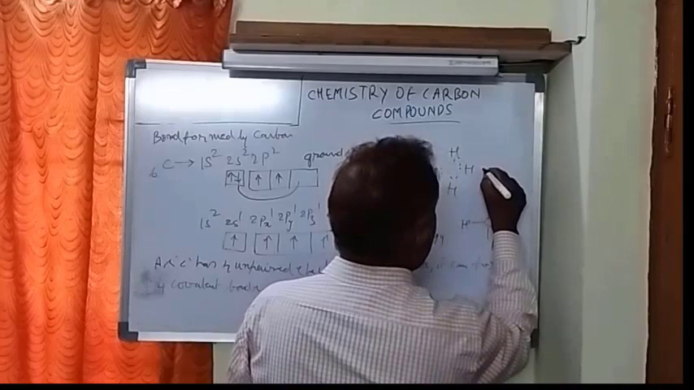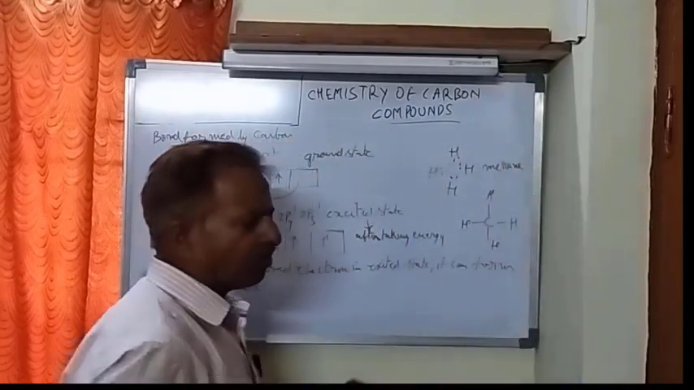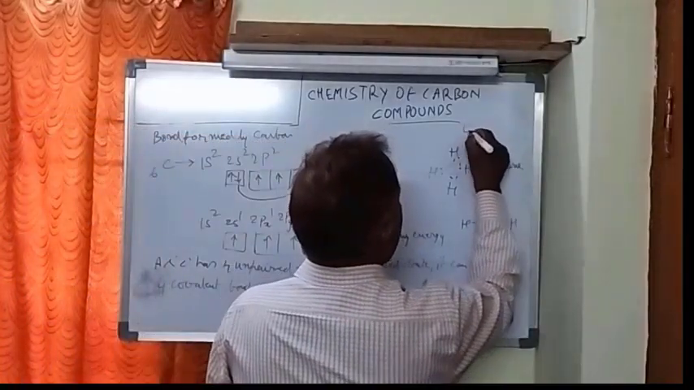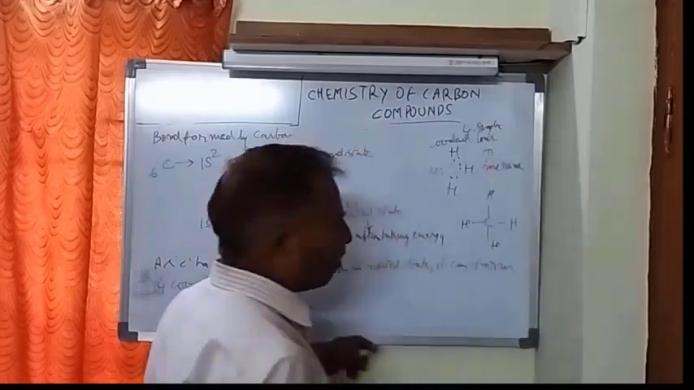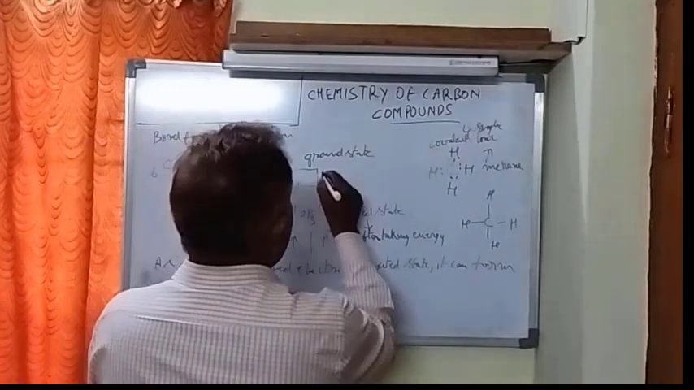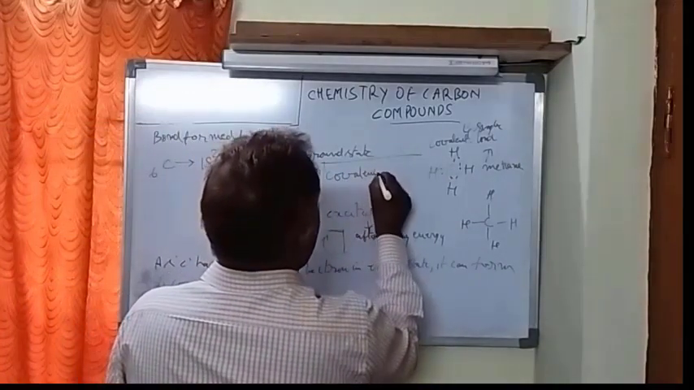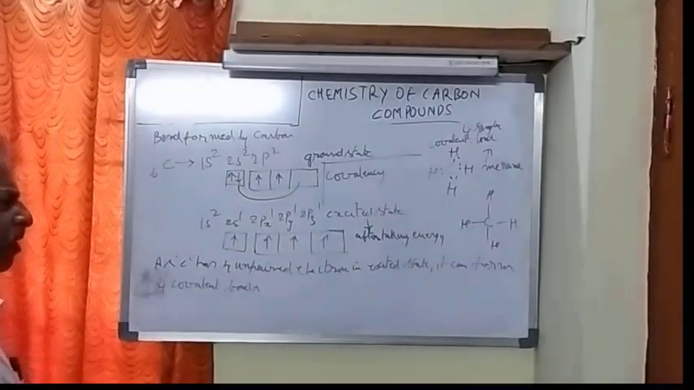So what is this molecule? Methane. So the methane molecule has 4 single covalent bonds. The number of covalent bonds an atom can form is known as covalency. Covalency means the number of covalent bonds formed by an atom.